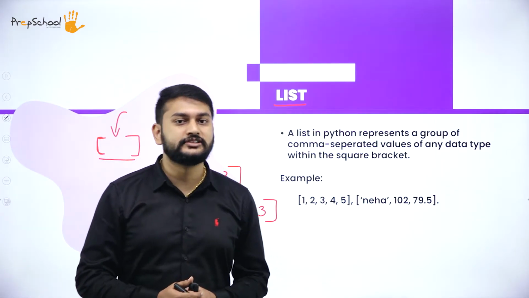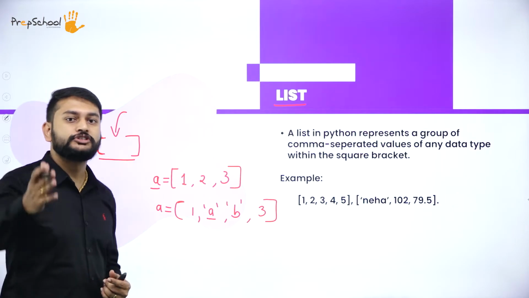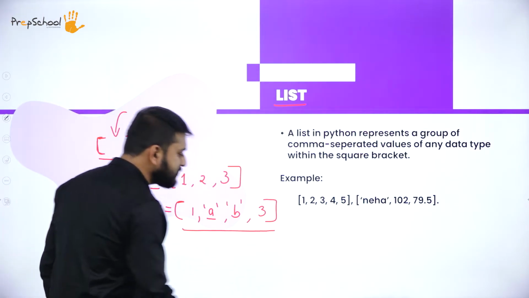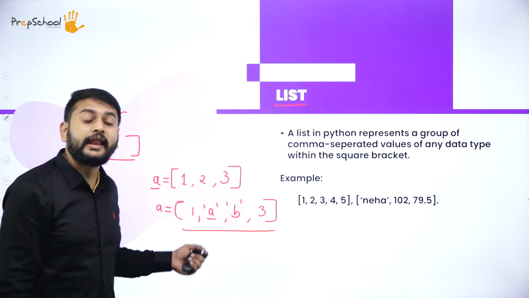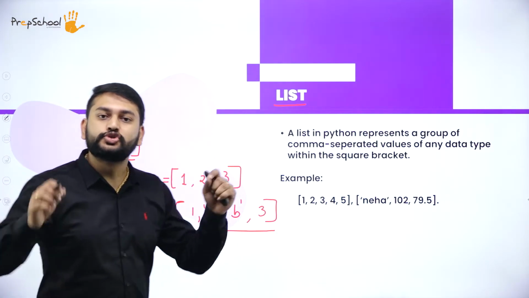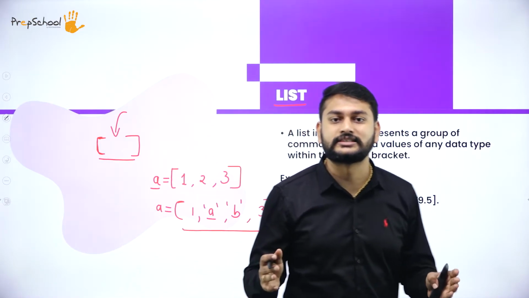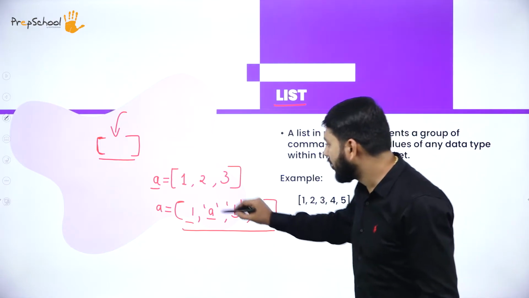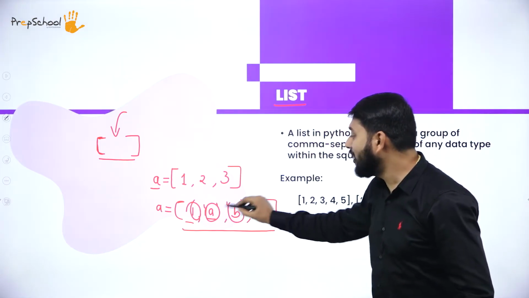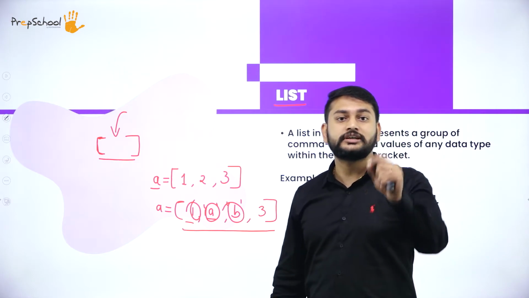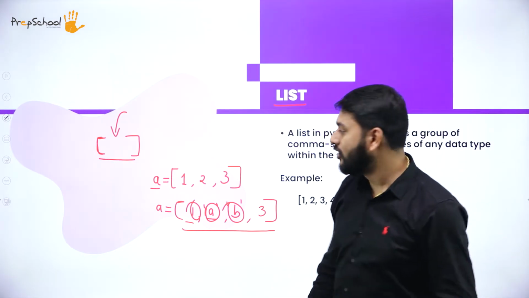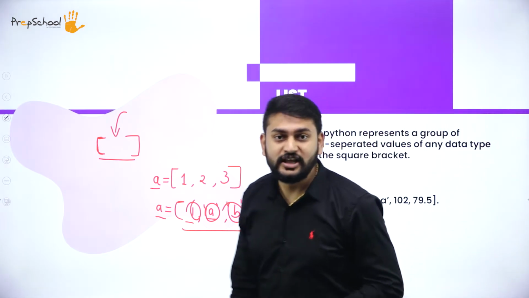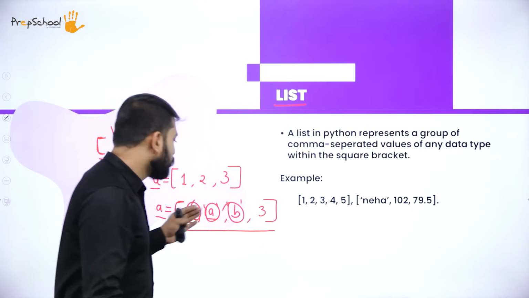When it comes to an integer, you don't have to enclose it with the quotes, is what you have to remember. So what is the example that you are trying to give, sir? You can have mixed data types. You can store mixed data types inside the list. Each value, whatever you have, 1, A, B, 3, all the values will be treated as objects. So object is what you have to remember when it comes to the concept of list.